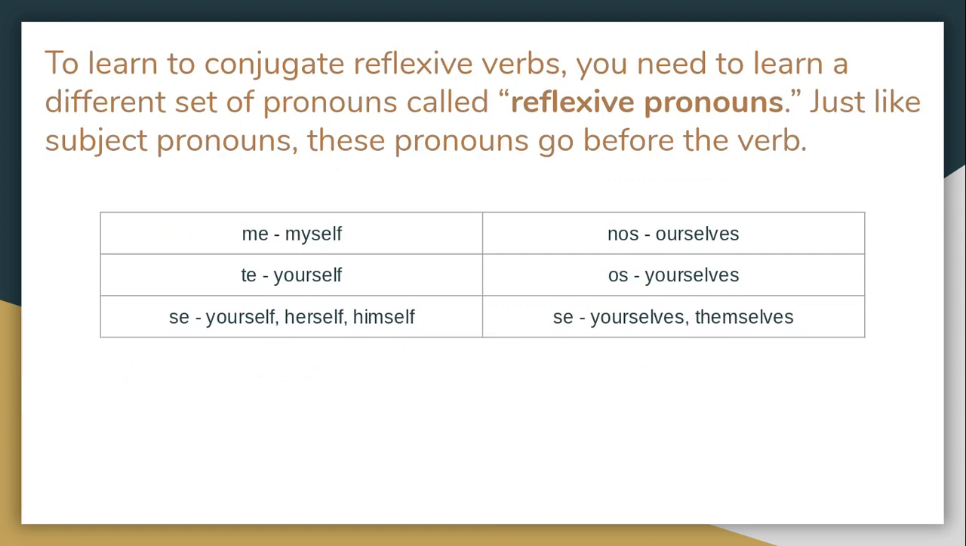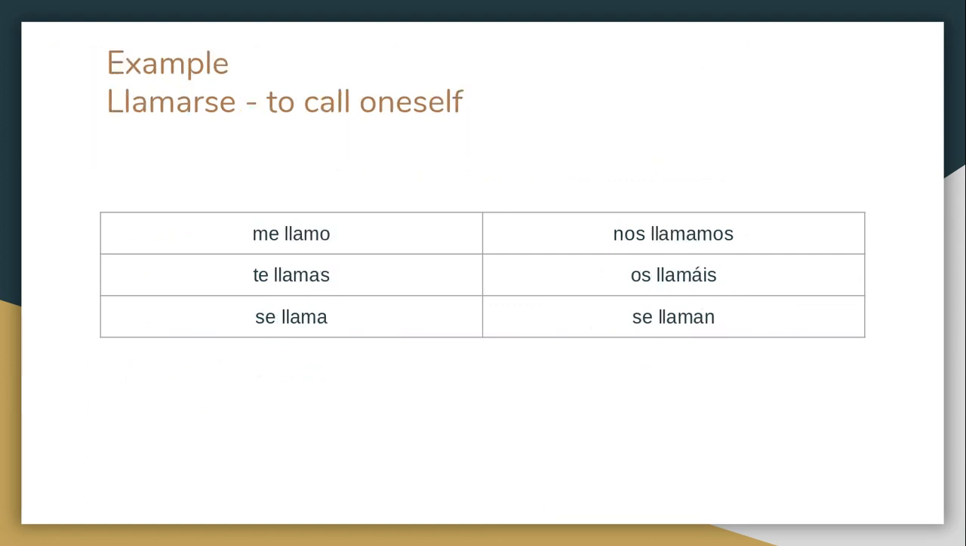As you can see, they all refer to the self. An example with the verb llamarse, to call oneself. Me llamo, I call myself. Te llamas, you call yourself. Se llama, he or she calls him or herself, or usted se llama would be you call yourself.